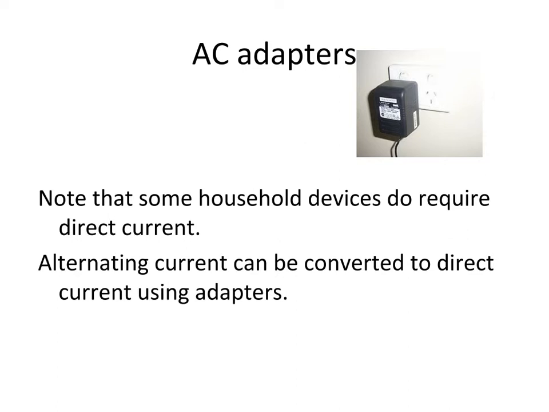But not all devices we have in the home require the same kind of current, and some of them require direct current, like if you're charging your phone, for example. And so we can convert alternating current using an adapter. So you've seen these before, and your phone probably has a little cube that you use that would have an adapter in it to convert to direct current.